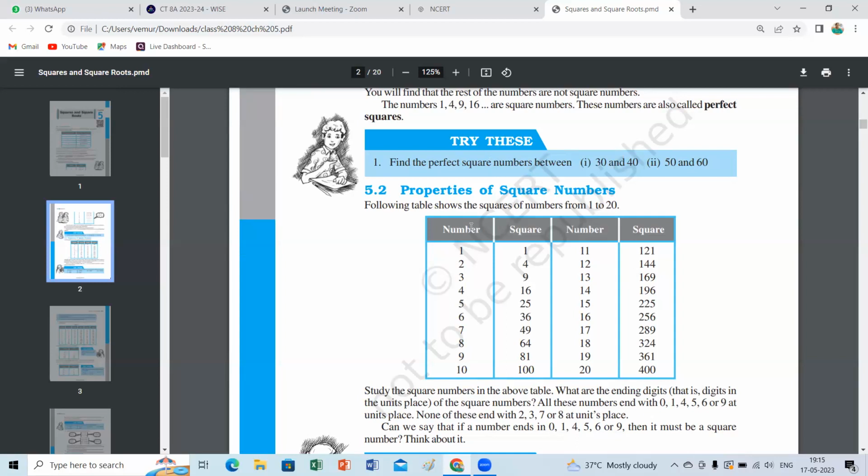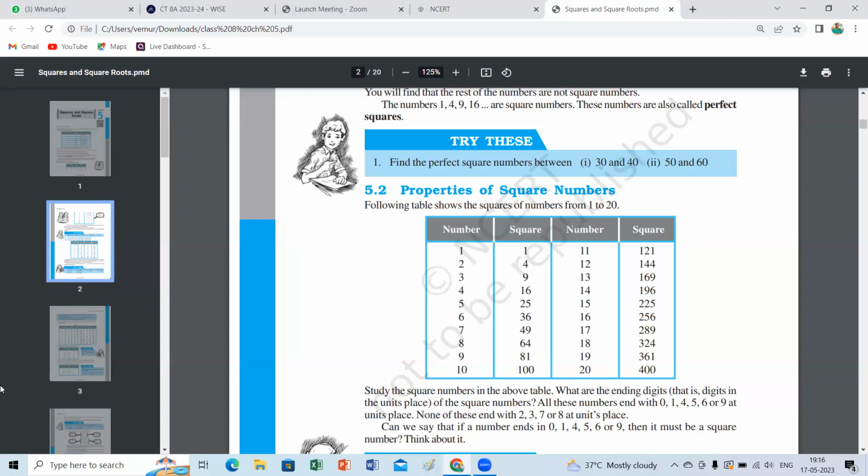And between 50 and 60? What are the perfect square numbers between 50 and 60? No number, right, children? 7 square is 49, 8 square is 64. It is no number. They can ask such questions to children.